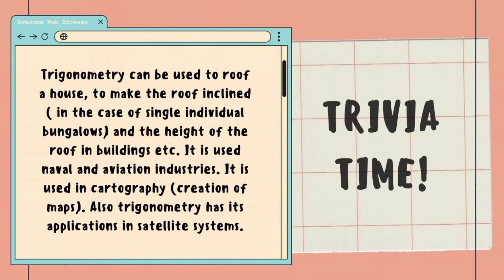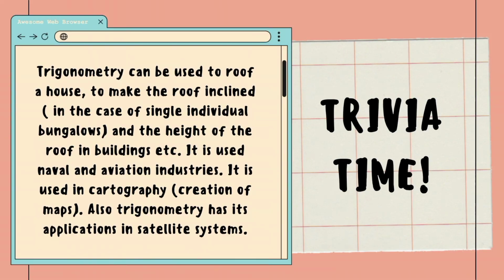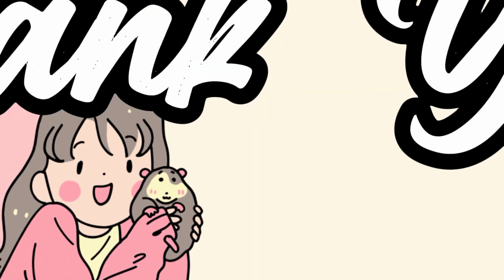It's trivia time! Trigonometry can be used to roof a house, to make the roof incline in the case of single individual bungalows, and to determine the height of the roof in buildings. It is used in naval and aviation industries. It is used in cartography, the creation of maps. Also, trigonometry has its application in satellite systems.